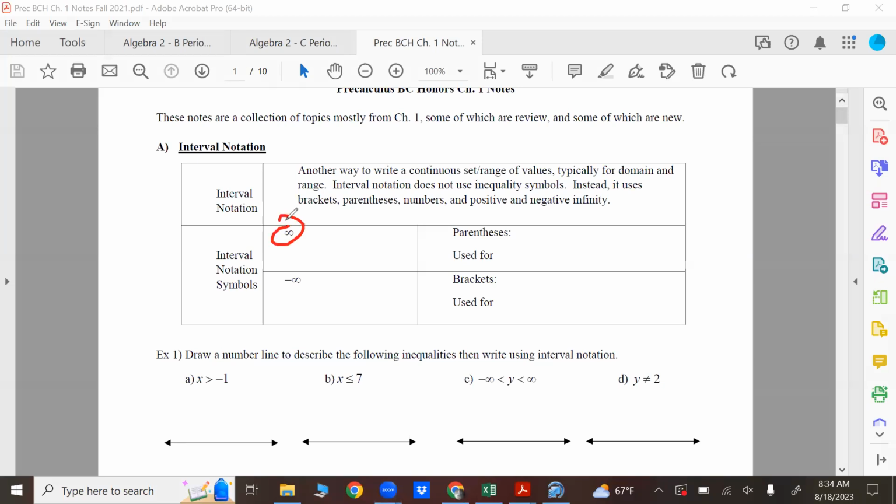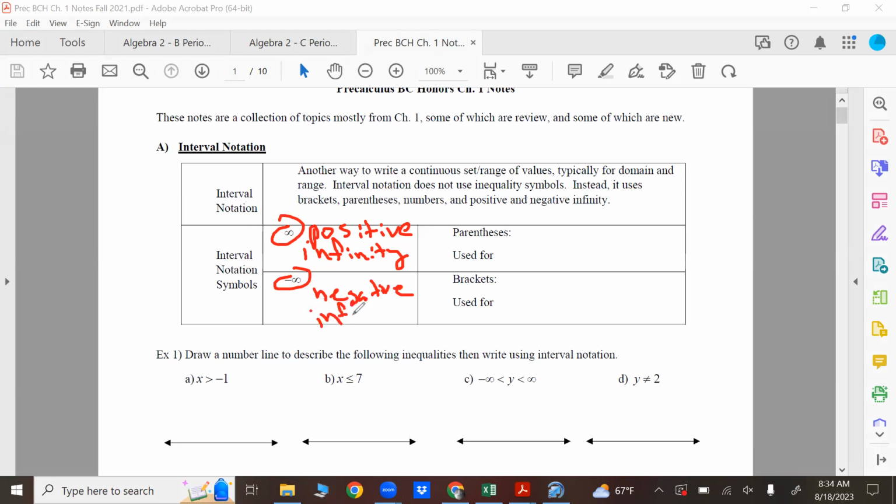Obviously, what is this symbol? Yeah, right. Pretty easy peasy. That's positive infinity, right? And what's the symbol right below it? Negative infinity. There you go. And what does that really mean in terms of interval notation?